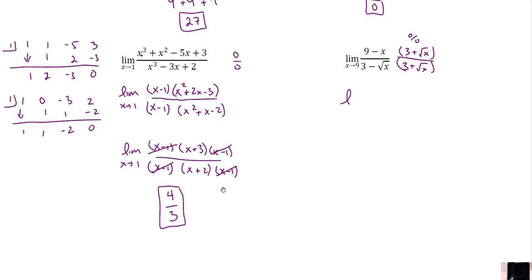In the numerator, we will end up having 9 minus x multiplied by 3 plus rad x. In the bottom, this is a difference of squares being multiplied, so we get 3 times 3, which is 9, rad x times rad x, which is x. And look at that, beautiful cancellation, meaning now we can plug in the number 9, 3 plus rad 9 is 3, so 3 plus 3 is 6.